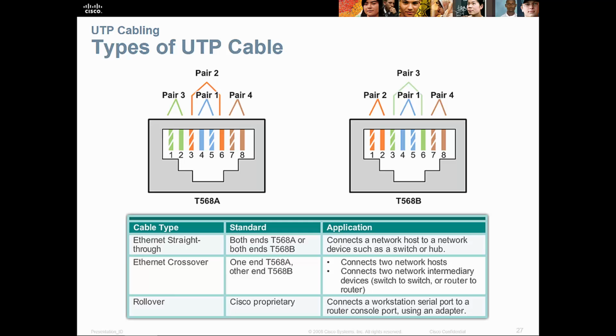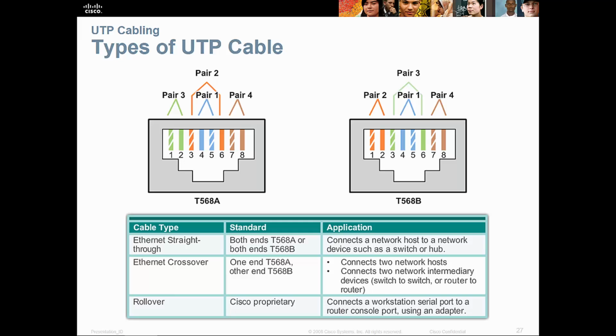A straight through is one cable with the same connector pattern on both sides. So for example, we could have T568A on both sides, that'd be a straight through. Or we could have T568B on both sides, and that's a straight through. Straight through connects most devices.